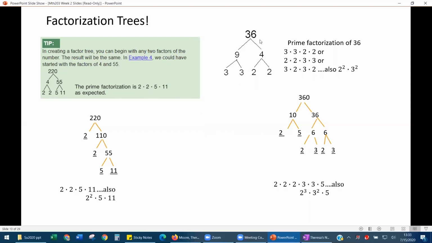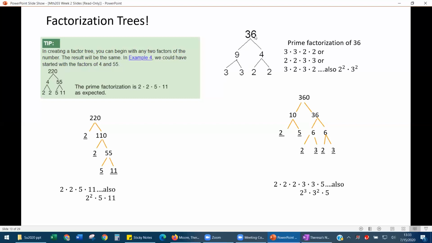If we look at 36, I could have used 2 and 18, or I could have used 6 and 6, or 3 and 12. I used 9 and 4, because 9 times 4 is 36. So then if I break the 9 down further, I get 3 and 3. If I break the 4 down, I get 2 and 2. And once you get to primes, you can call them roots. They kind of look like roots of the tree. Once you get to a prime, you're done.